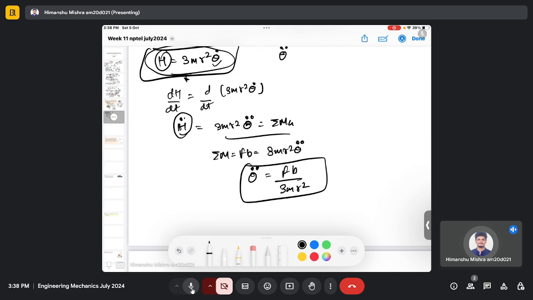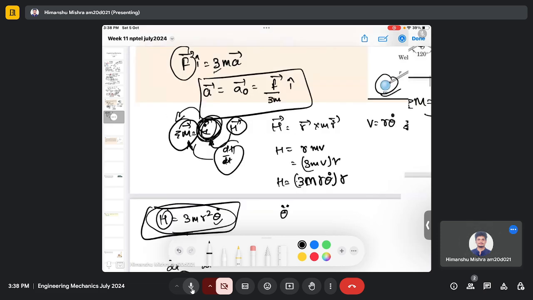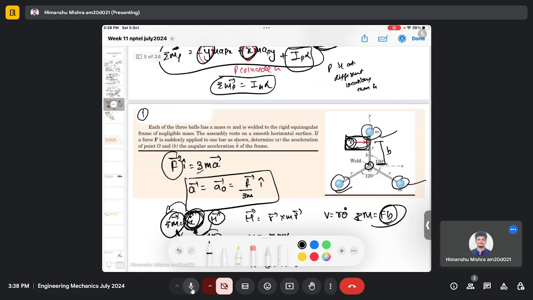Just to recap the problem, here we are given three balls of mass m, and there is an external force applied on the system, and we need to find the acceleration and angular acceleration of the system. To find the acceleration, given that we have one external force acting, it is a pretty straightforward problem.